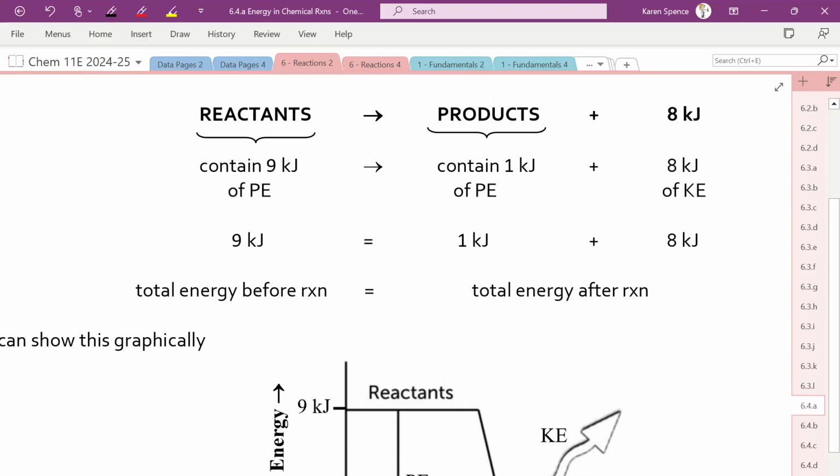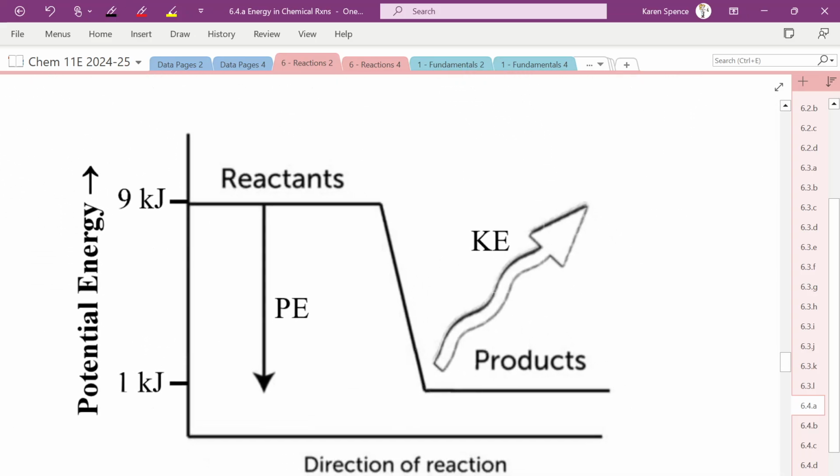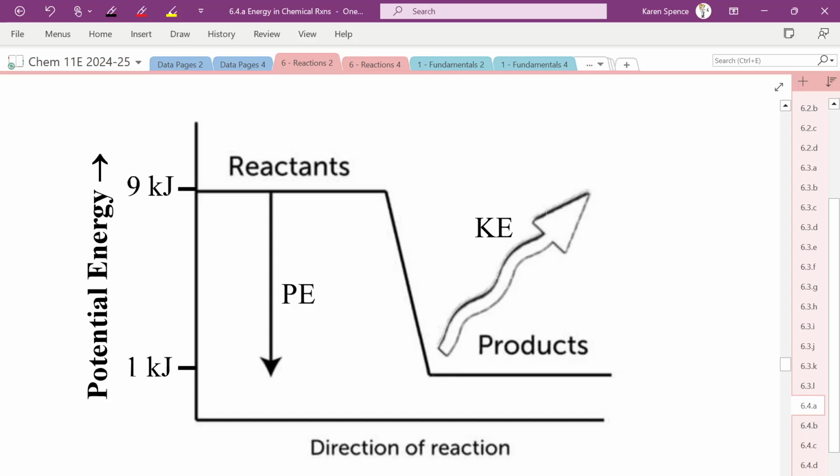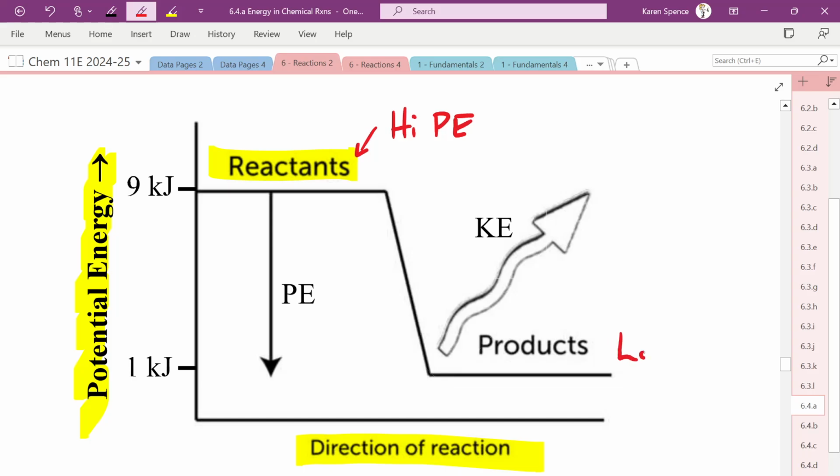Okay, so here we have, and notice the total energy before is staying the same as the total energy afterward. We have our potential energy here, direction of reaction there. Sometimes it's also called progress of reaction. Doesn't really matter. The reactants are higher potential energy. The products are low potential energy, and kinetic energy is released.